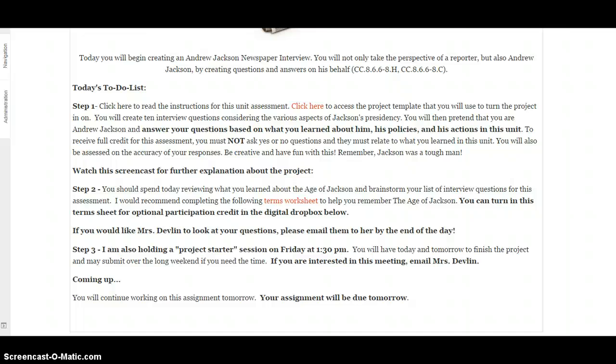So again, the only thing submittable today is the term sheet that you would like to complete if you want extra credit. But other than that, you're working on researching your 10 questions from the 10 topics that I have given you and responding to them from the perspective of Andrew Jackson.